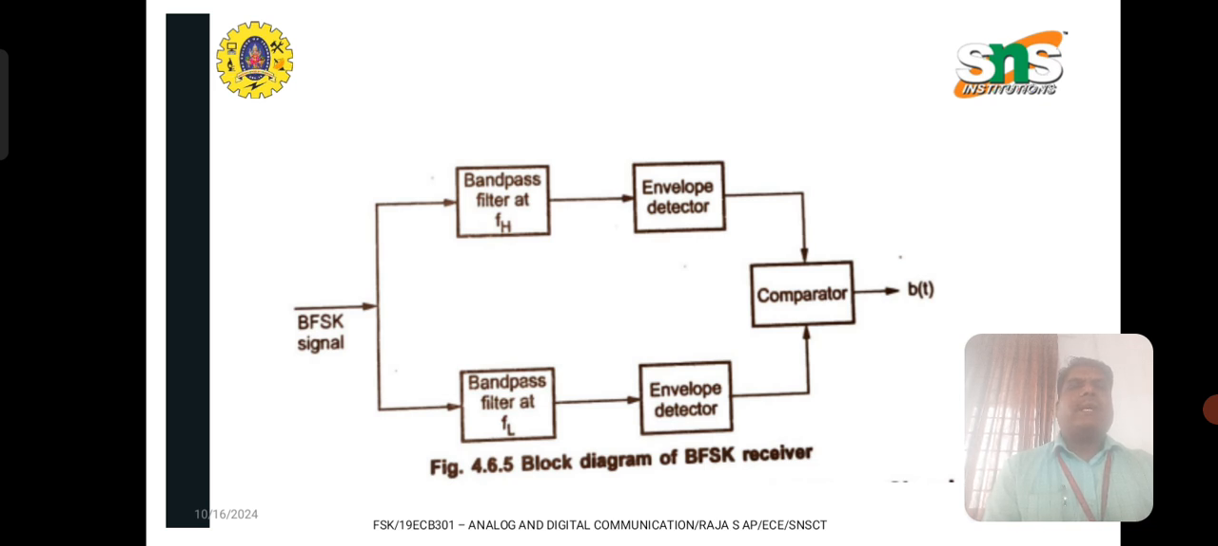Both these are given to the comparator. The main purpose of the comparator is to check whether the received bit has an amplitude above a threshold level. If the particular bit amplitude is less than the threshold level, then it is considered as 0, that is, b(t) output is 0. When the particular amplitude is more than the threshold value, then b(t) will be 1. So depending upon the amplitude, the threshold value will be compared. Based on this comparison, either above or below, the 0s and 1s are continuously transmitted and received via the comparator output. So this is the way we receive the BFSK signal.